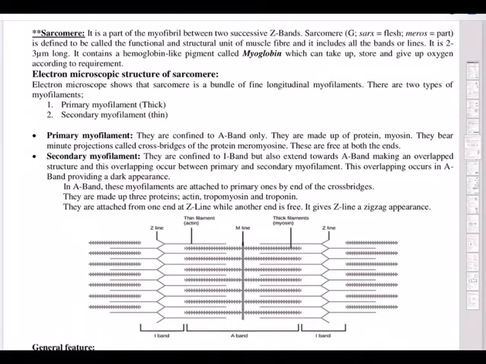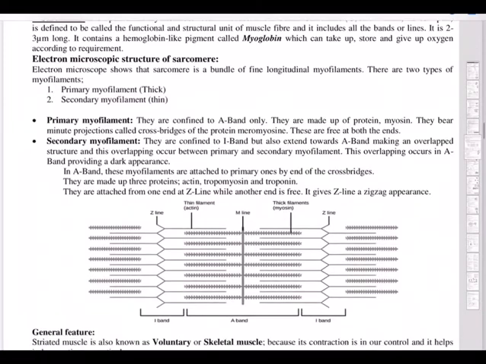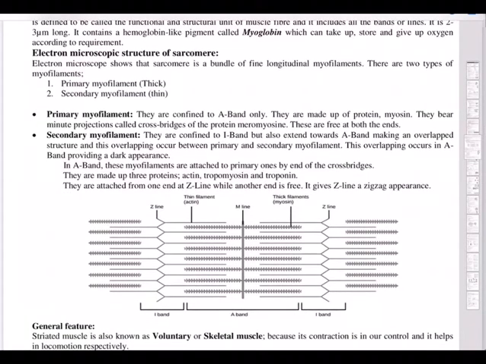They bear minute projections called cross bridges. Look at the diagram, cross bridges of the protein. They are free at both the ends. Whereas secondary myofilaments, which are thin, are confined to I band but also extend towards A band, making an overlapping. So this overlapping occurs between primary and secondary myofilament, and overlapping occurs in A band, providing dark appearance. So these are made up of three proteins.